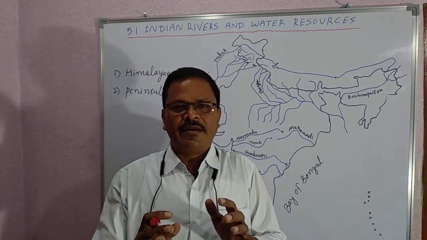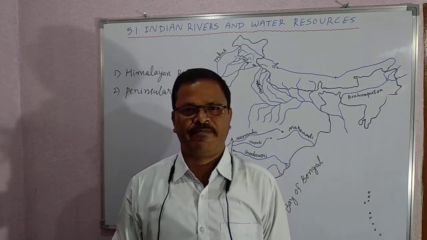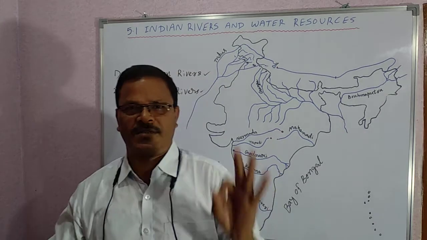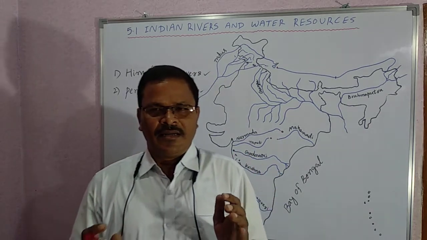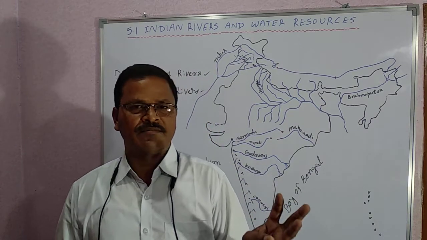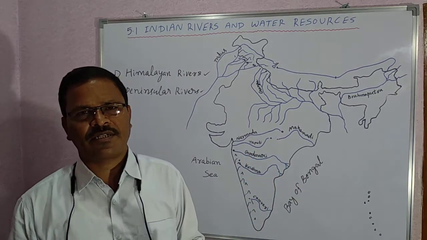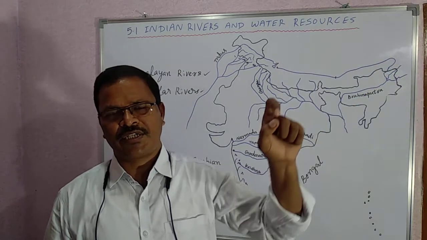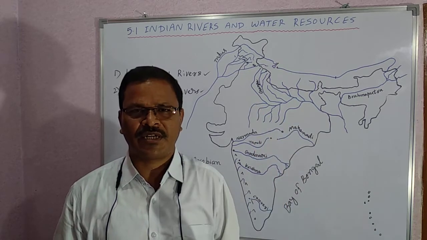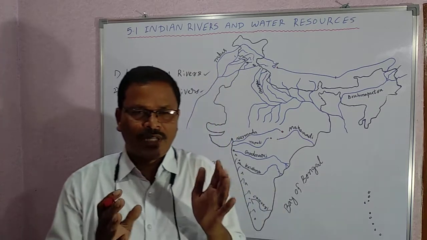There are three main principal river systems in the Himalayas: the Indus River system, the Ganga River system, and the Brahmaputra River system. Indus has 5 tributaries: Jhelum, Chenab, Ravi, Beas, Satluj. It covers the Union Territory of Ladakh, the Union Territory of Jammu and Kashmir, the state of Himachal Pradesh, and the state of Punjab.